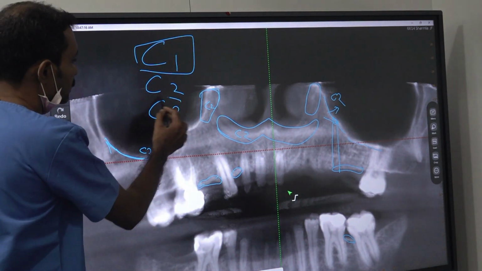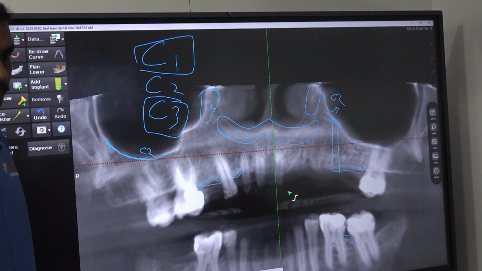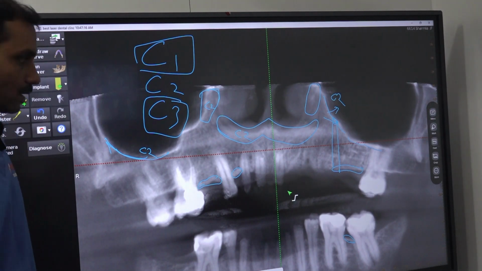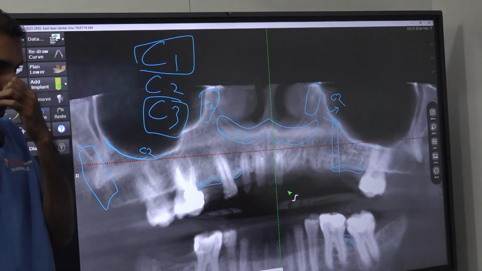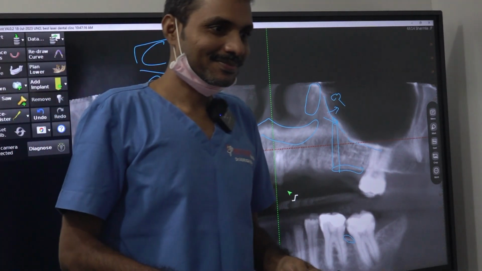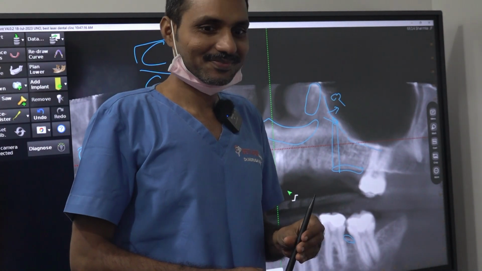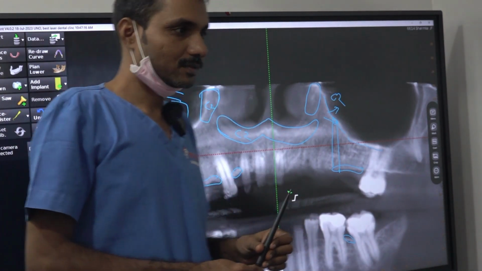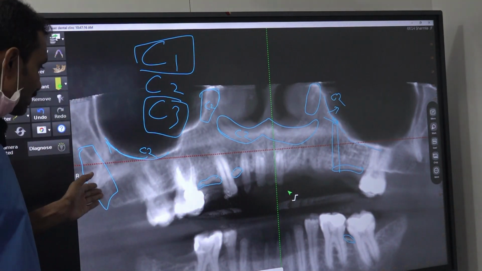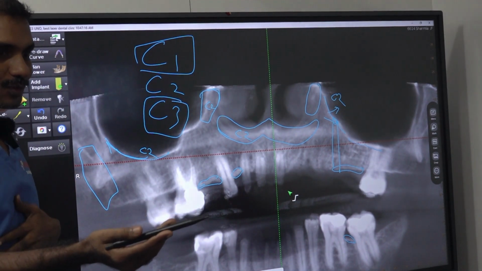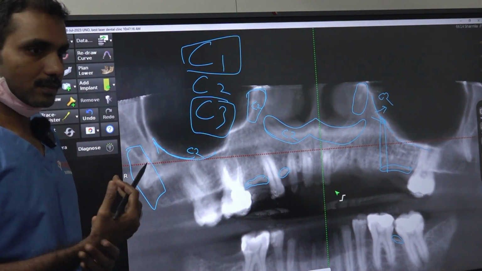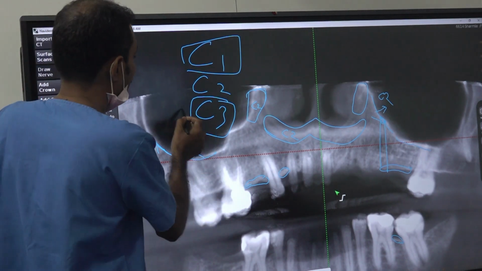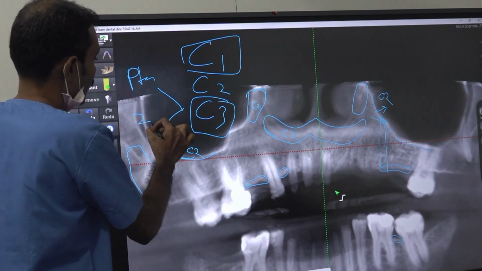So what is C3? Outside the maxilla and mandible. Outside the maxilla and mandible. The pterygoid. Pterygoid doesn't belong to the maxilla. It is a part of which bone? Sphenoid bone. Okay. Which forms the base of the skull. Okay. Any example for C2? Sorry, C3. Outside maxilla and mandible we are taking support. Zygoma. Okay. So C3 is pterygoid and zygoma.